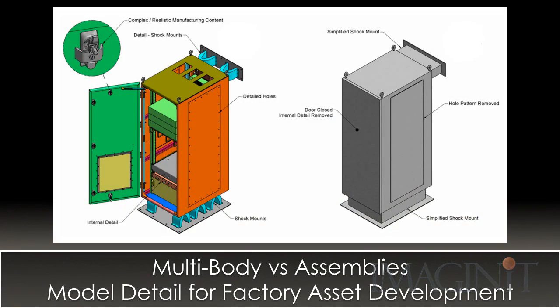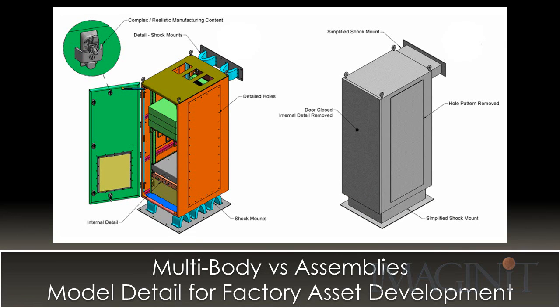Here's another example I use when I talk about the importance of multi-body modeling versus assemblies. The model on the left is a shock-mounted server cabinet, and it contains over 700 components. There are 10 components in the latch on the door alone. Now this is a fantastic model, but it's way too heavy to be used as a factory asset.